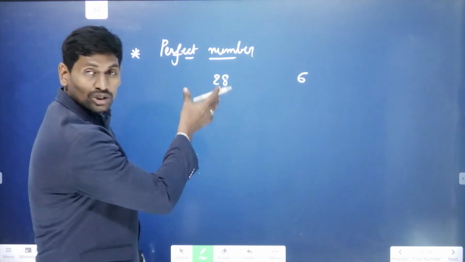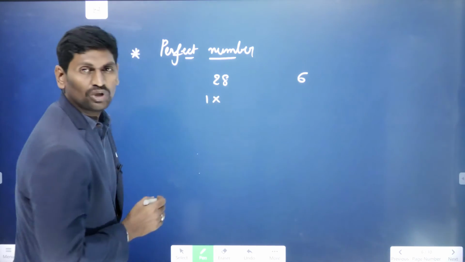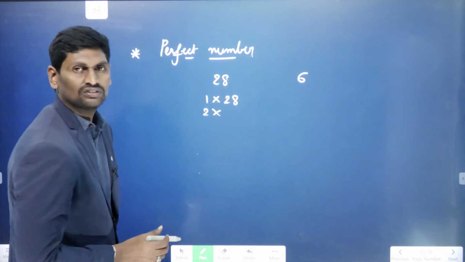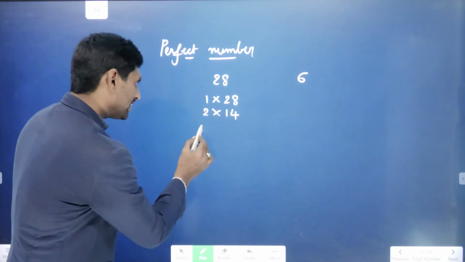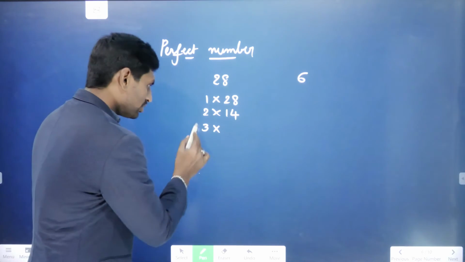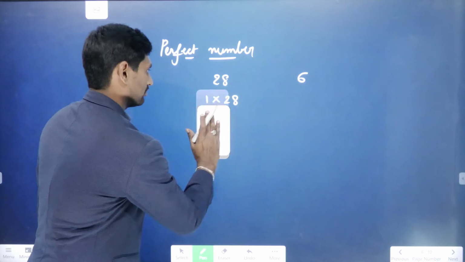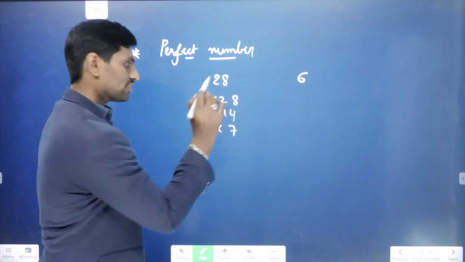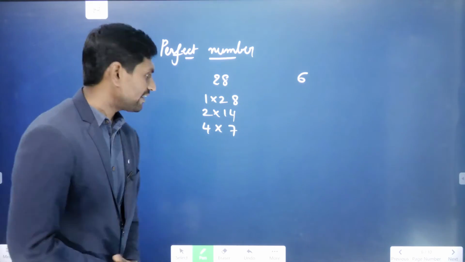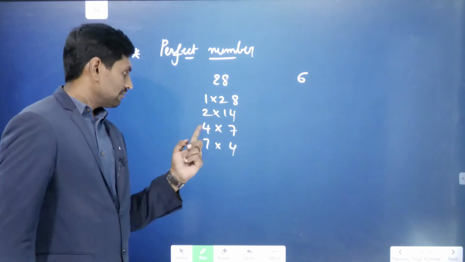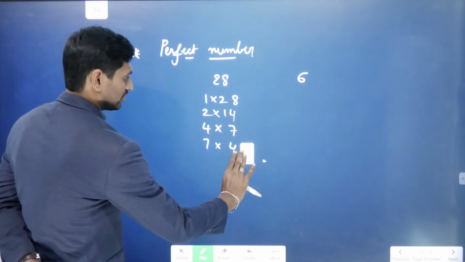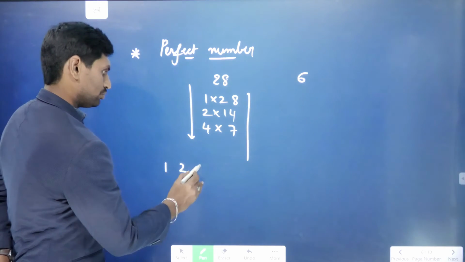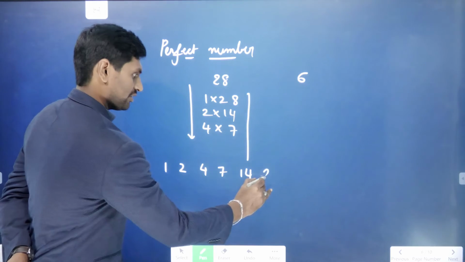Okay, let us see 28. Find all the factors of 28. You learned this already. One table, how many times? 28 obviously. Two table, 28 will come, 14 times. Three table, 28 won't come. Four table, 4 sevens are 28. Five table won't come. Six table won't come. Seven fours, 4 sevens and 7 fours are both the same. It is repeating, so I am going to erase this. So the factors are 1, 2, 4, 7, 14, 28.